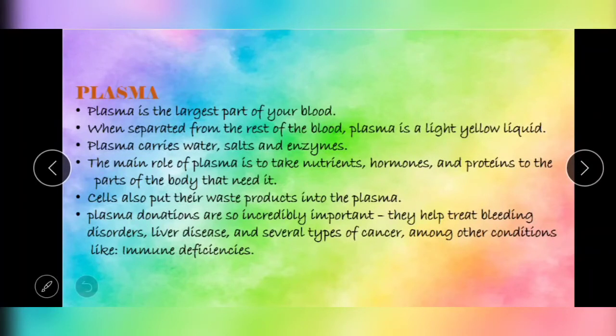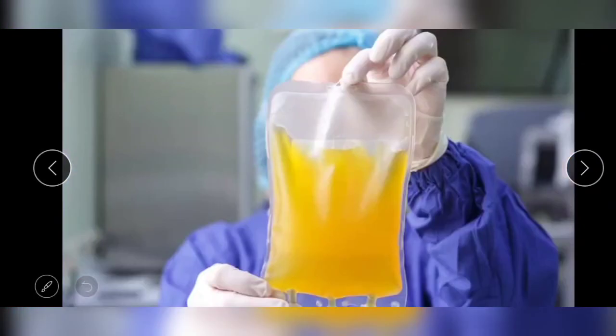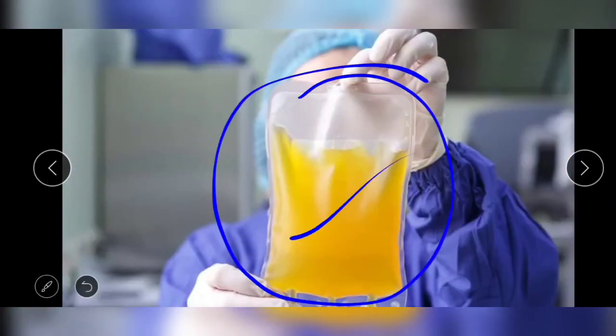Next, plasma donations are so important because they help treat blood disorders, liver disease and several types of cancer, among other conditions like immune deficiencies. As I have said, when this is separated from the blood, it looks yellow in color.